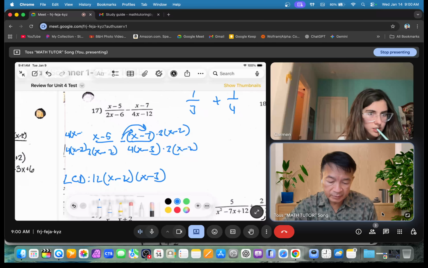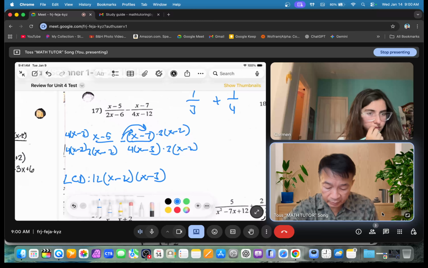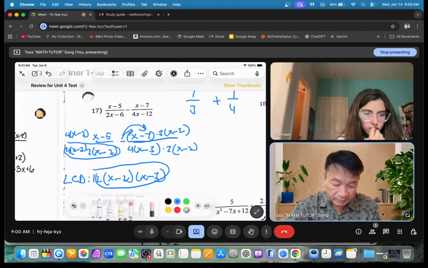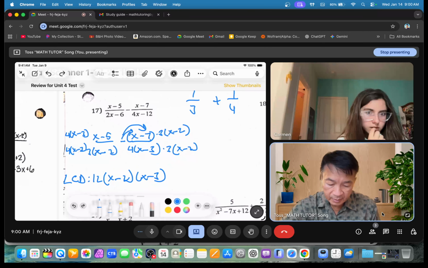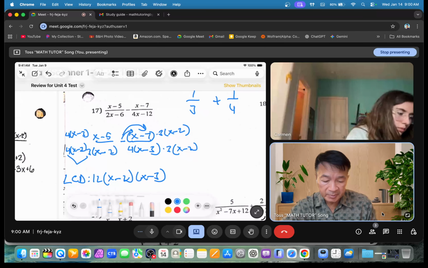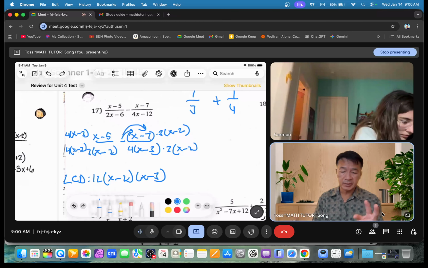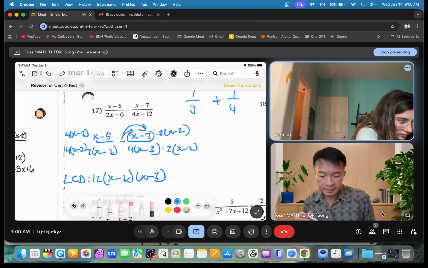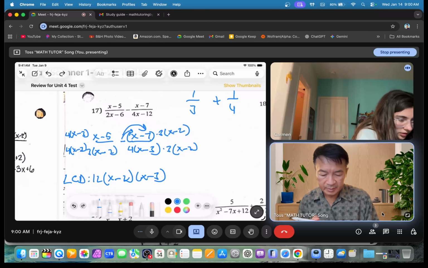But whatever you do in the denominator, you do to the numerator. Now, if you look at it carefully, this whole thing is the same thing as this whole thing. Same thing with that here too. See that? If you were to multiply it out, 12, x minus 3, x minus 2. The order doesn't matter there. Commutative property of multiplication. See that? Yes, that makes sense.